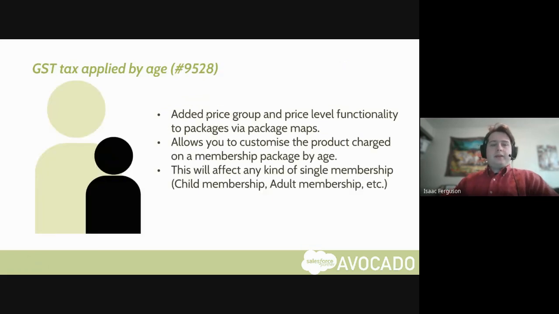Next feature we'll talk about is the ability to apply GST tax by age. This is 9528 on our list. What we've done is we've added price group and price level functionality to packages, and we've accomplished this with package maps. And what this will allow you to do is customize the product charged on a membership package by age. So GST tax application by age is just one application for this feature. And that'll affect any kind of single membership, so things like your child membership, adult membership, etc.